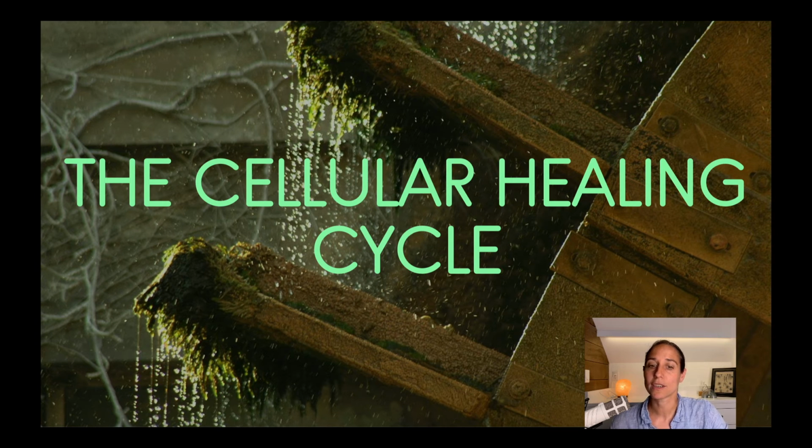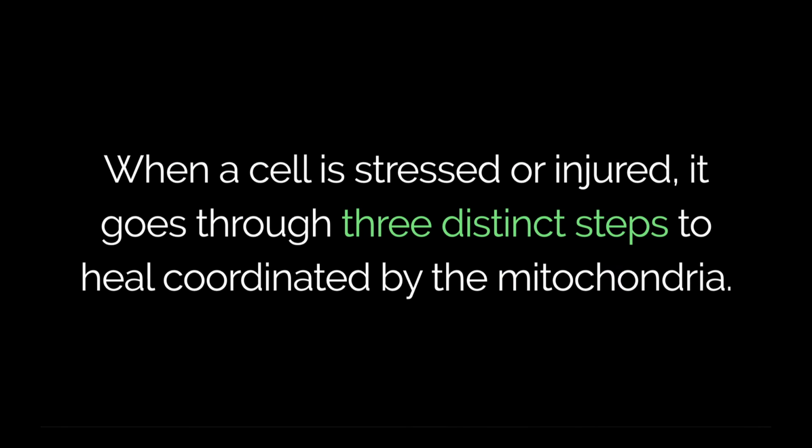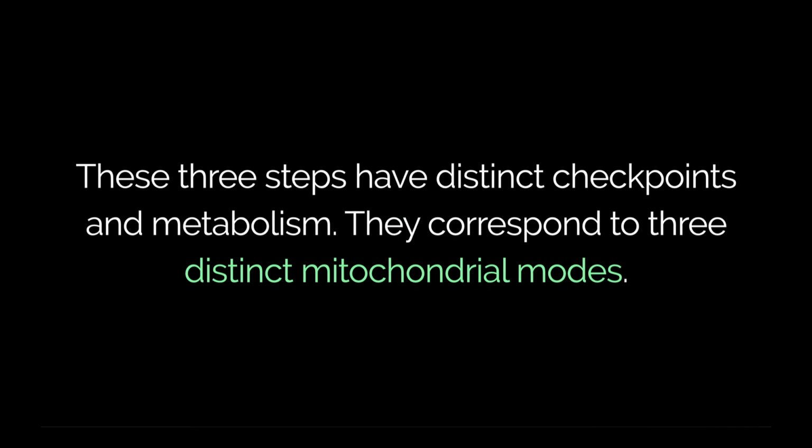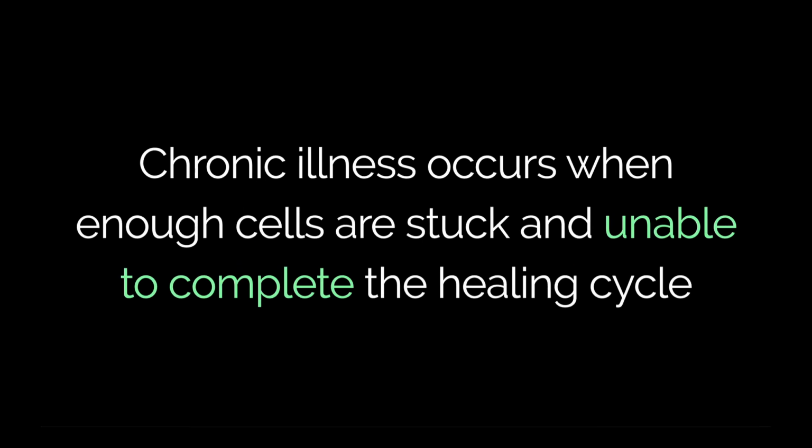So now let's take a look at the cellular healing cycle, which is also known as the cell danger response. When a cell is stressed or injured, it goes through 3 distinct steps to heal, coordinated by the mitochondria. These 3 steps have distinct checkpoints and metabolism. They correspond to 3 distinct mitochondrial modes. Chronic illness occurs when enough cells are stuck and unable to complete the healing cycle.